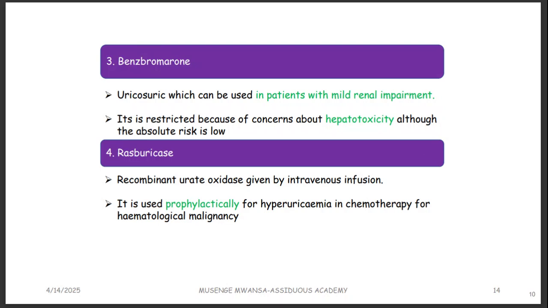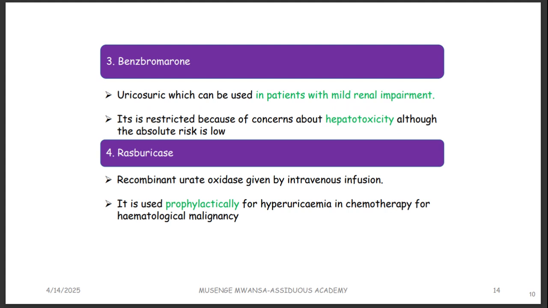Another drug that can be given is benzbromarone. It is also uricosuric, which can be used in patients with mild renal impairment. They have got impaired renal function, but it's not that bad. It is restricted because of concern about hepatotoxicity, although the absolute risk is low. So that's a big problem. Hepatotoxic can cause injury to the liver.